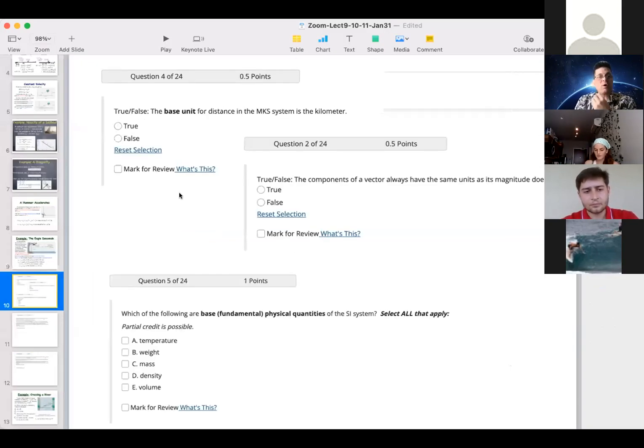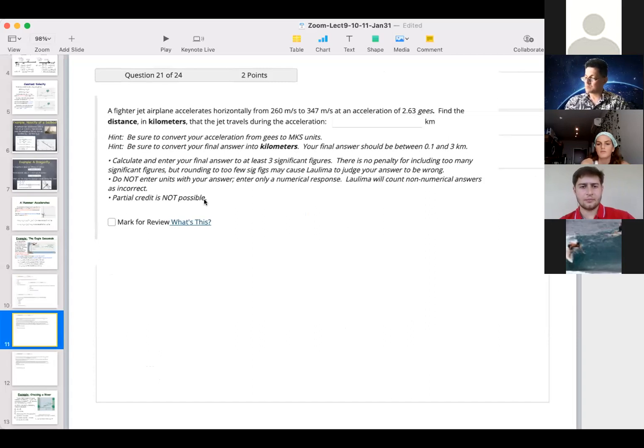Okay. Great. So before we go there, for example, just to give you an idea, here you're going to have 0.5 points, 1 point. So for each question, you will know how much it is worth. And then, for example, true or false: the base unit for distance in the MKS system is the kilometer, true or false. So those are very simple, or otherwise you will have multiple answer questions. Which of the following are base fundamental physical quantities of the SI system? Select all that apply. And then other times, instead, you will have something where you need to make a calculation.